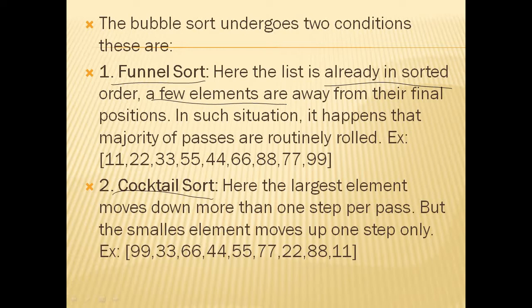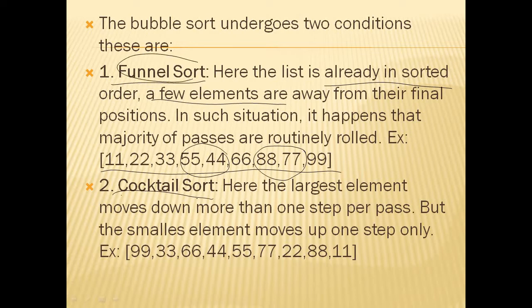So when you observe the example here, the maximum elements are in sorting order: 11, 22, 33. Here we require swapping: 66, 88, 77. So here we require swapping. Like that, in some stages we require swapping. It is not required that all the elements apply the swapping technique. So this process will complete as early as possible. It will take very less time. The type of sort we call a funnel sort.